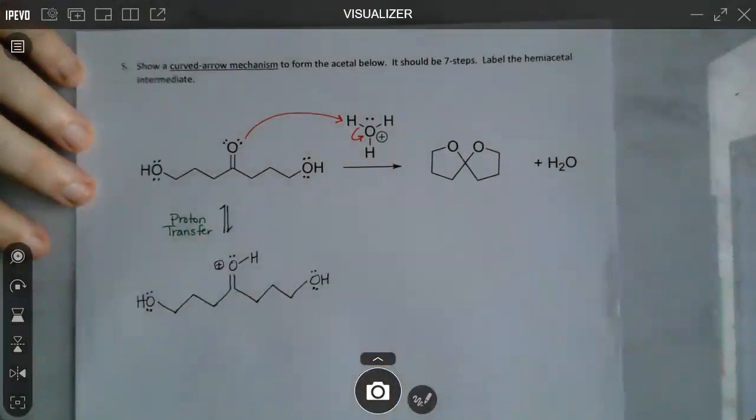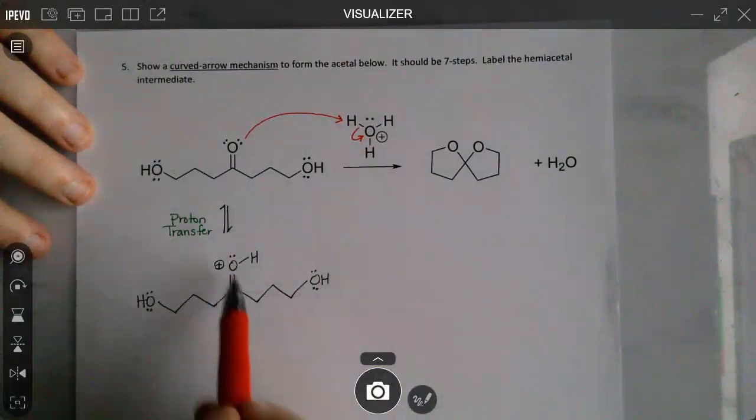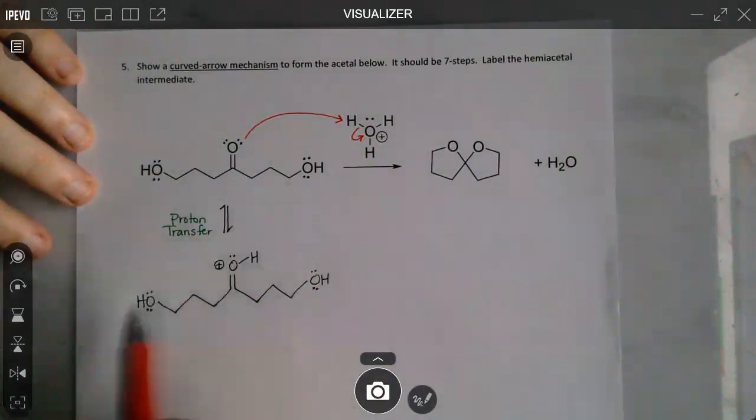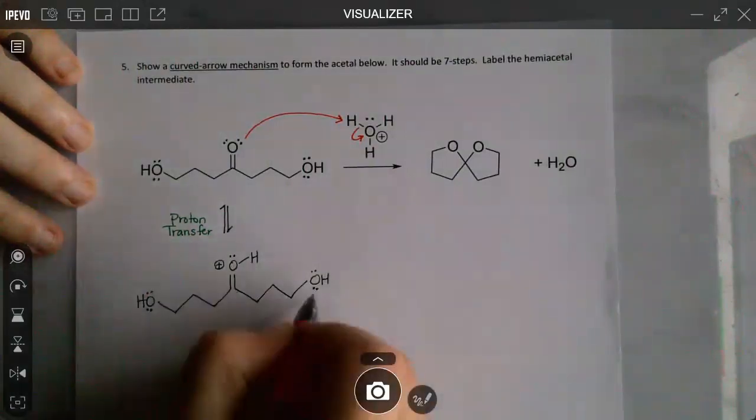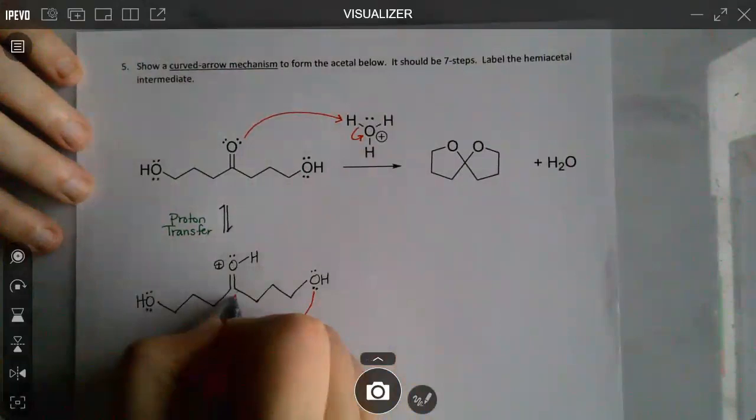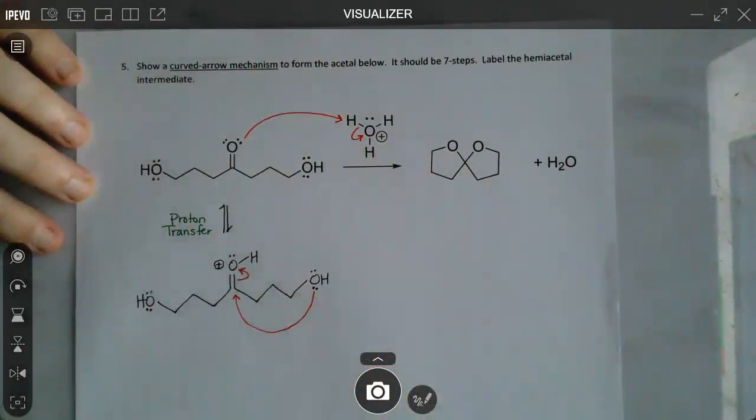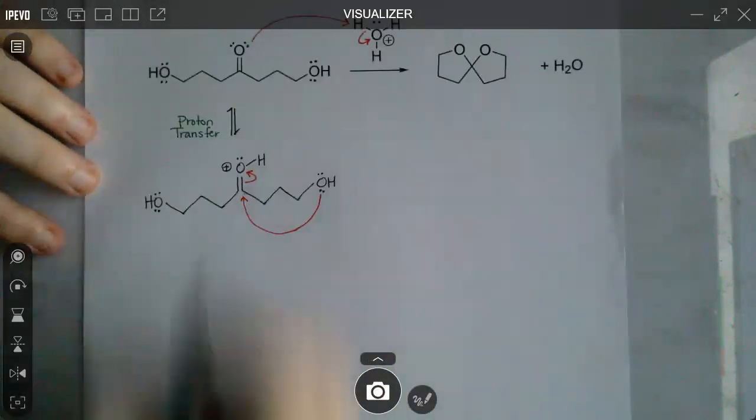Now we can do the nucleophilic attack, right? So now that this carbonyl is protonated, this carbon has a much more significant positive charge. So it's ready to be attacked by one of these alcohols, and doesn't matter which one that you choose. Right, so we're going to show the nucleophilic attack step. That's step 2.